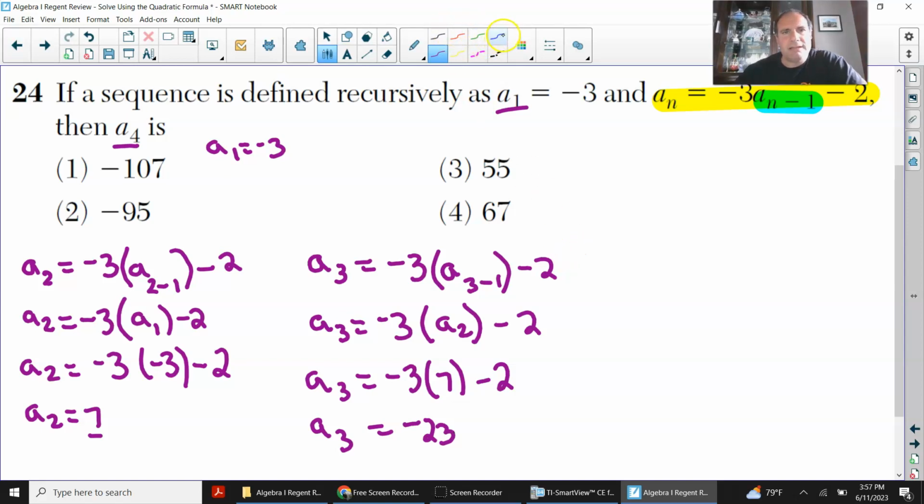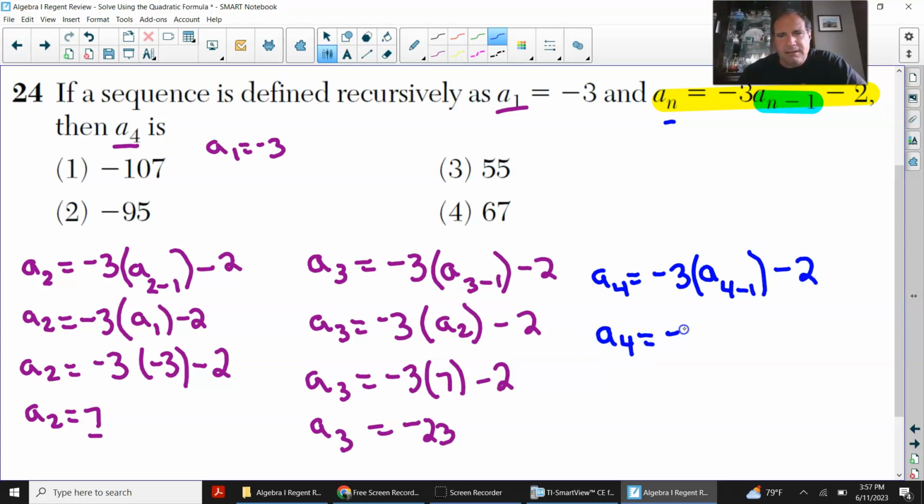So we're going to go to a sub 4. I'm changing the ink color, not that that matters. Negative 3. We're going to use the same formula. The n is 4 now. So times a sub 4 minus 1. That is the prior term. The prior term is 4 minus 1, which is a sub 3.